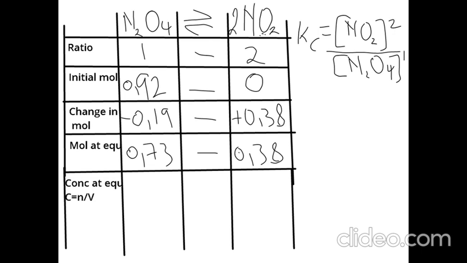Okay, now we're going to determine the concentration at equilibrium for both reactant and the product. So let's start with the reactant, which is dinitrogen tetroxide. We were told that the volume of the container is 2 decimeter cube. So we will say number of moles over volume equals the concentration. Therefore, we will say 0.73 divided by 2, which will give us 0.37 moles per cubic decimeter. Do not forget the units.